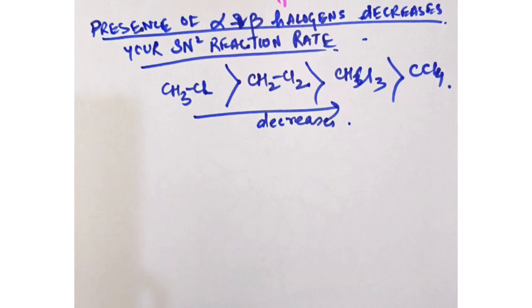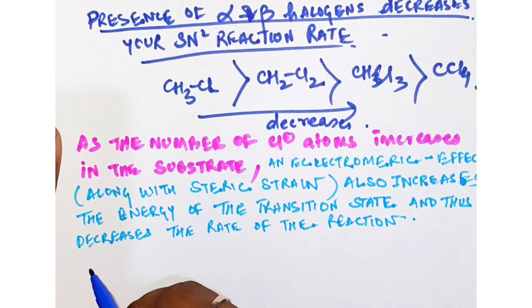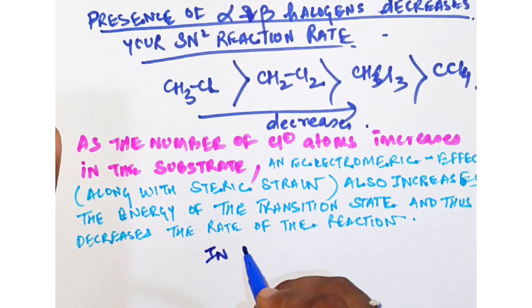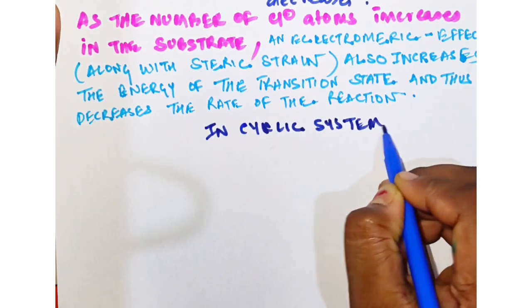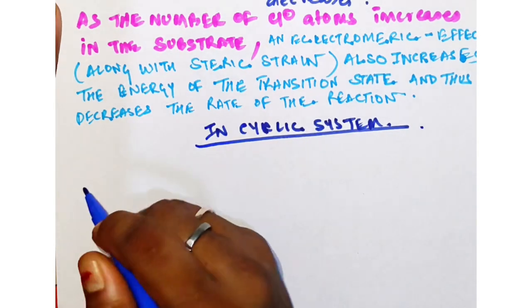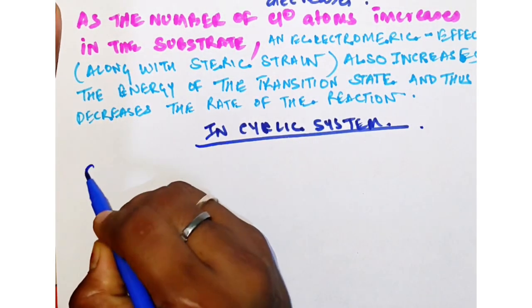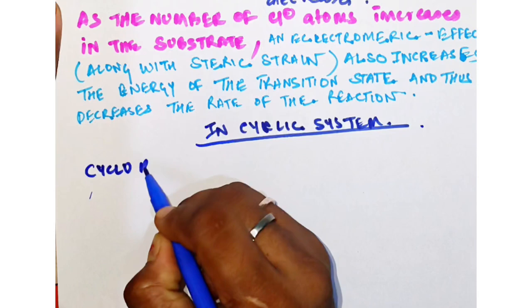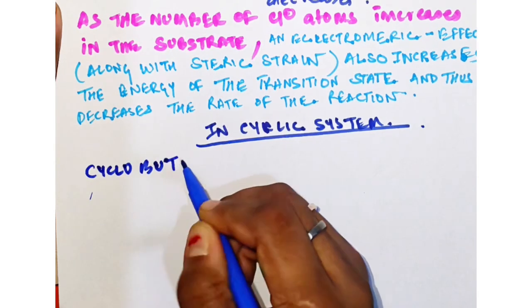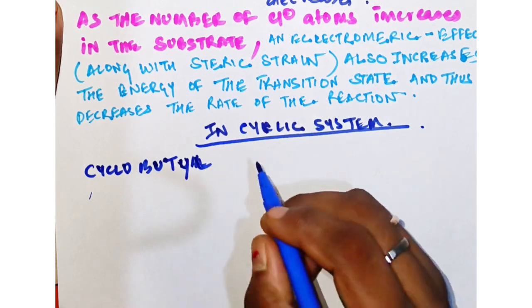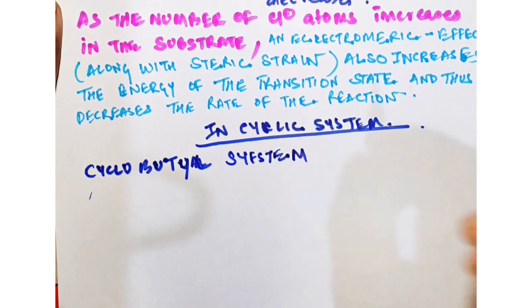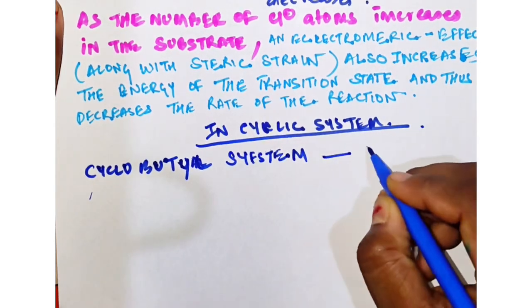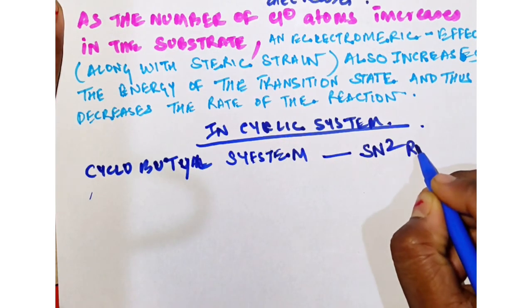So I'll write it down so that you can copy it in your notebook. In cyclic systems, what happens in cyclic systems? Here, cyclobutyl system. So cyclobutyl systems are effective towards SN2 reaction.